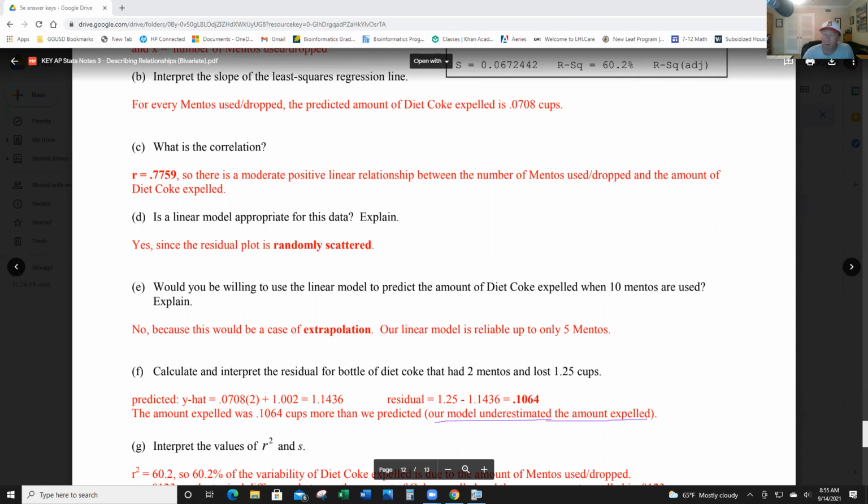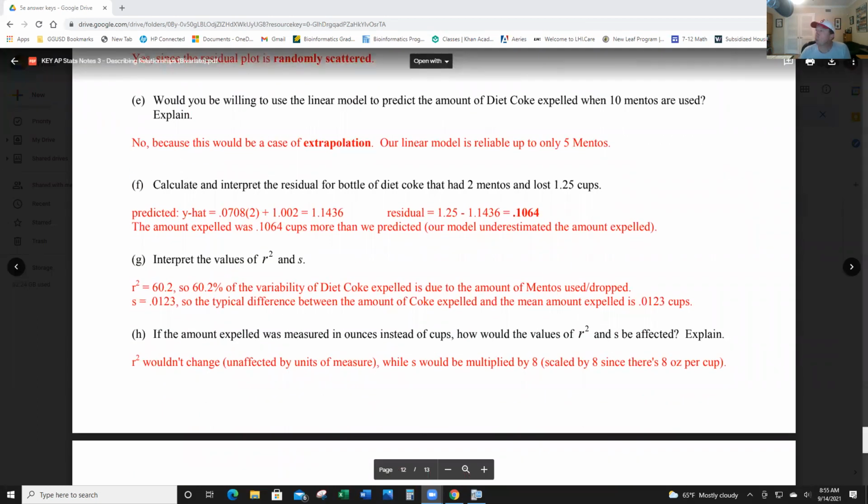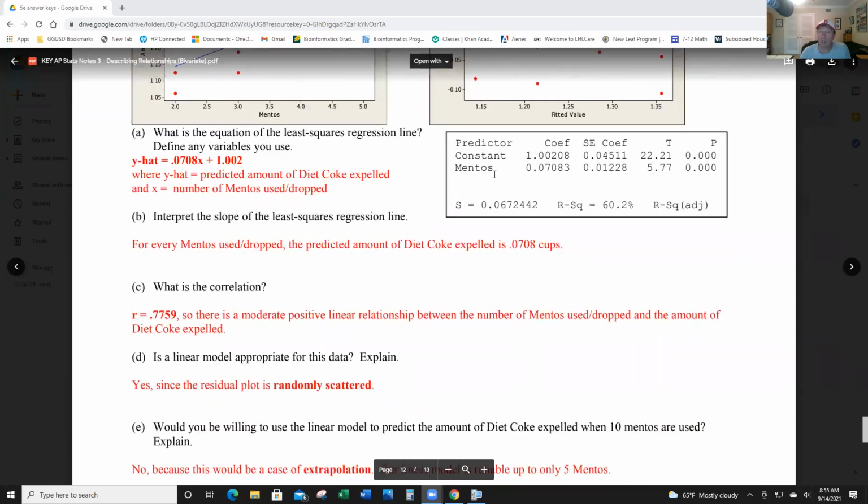All right. Interpret the values of r squared and s. This is a good one. So r squared, and again, this is off the chart. You can see it right there, s and r squared, and I'll circle them for you. They're always in the same spot, s and r squared. So I wrote those down below.